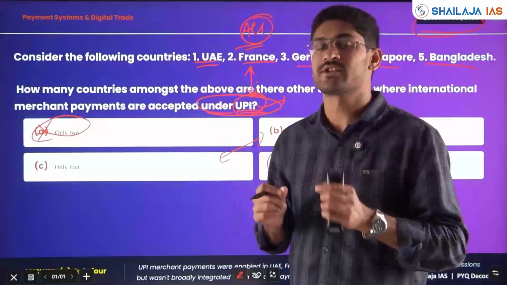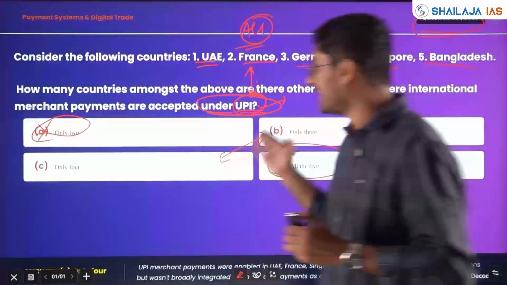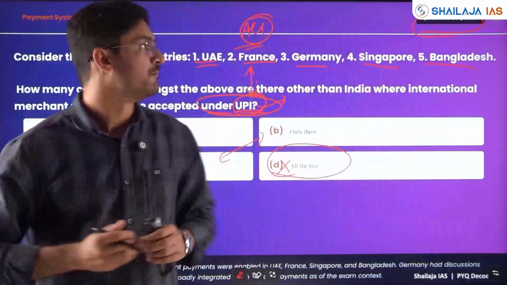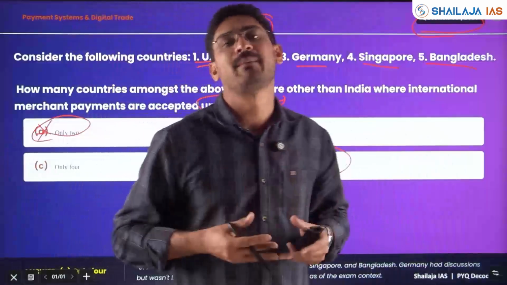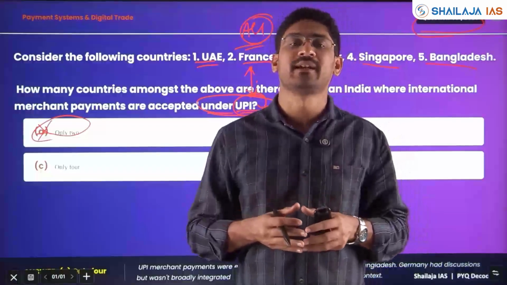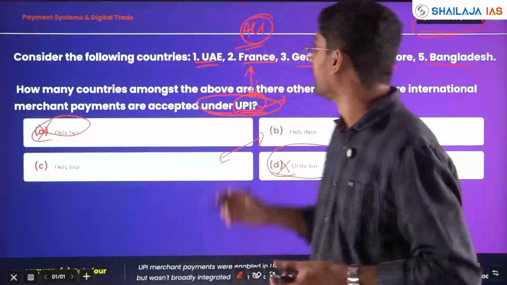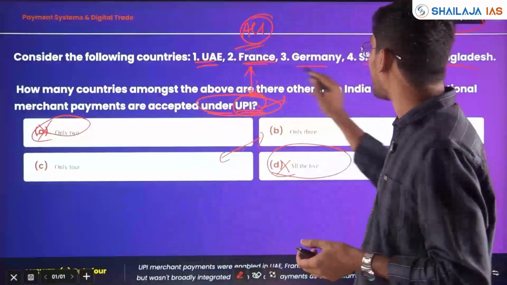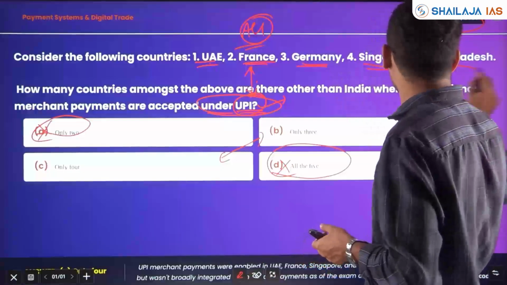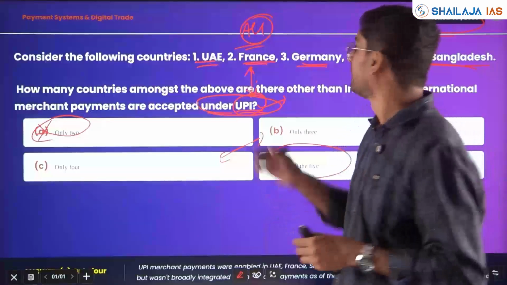If you have knowledge, first go with the knowledge. If you don't have knowledge, then you can end up in 50-50. Normally, if 6 statements are given, 3 or 4 will be correct; if 5 statements are given, 3 will be correct; if 6 statements are given, 4 will be correct. However, here UAE, France, Germany, Singapore, Bangladesh, 5 countries are given.